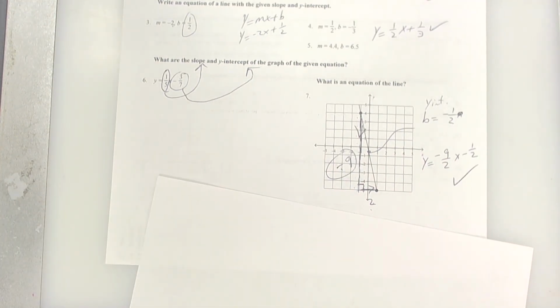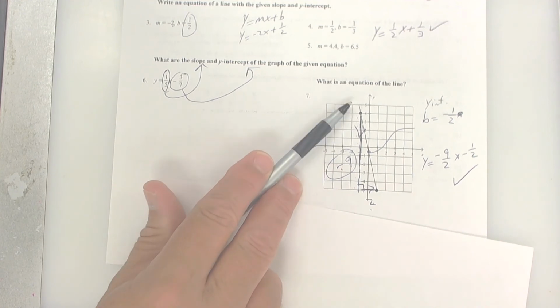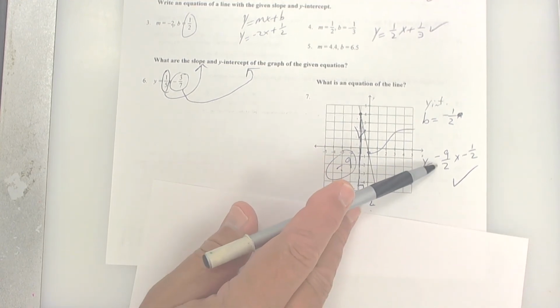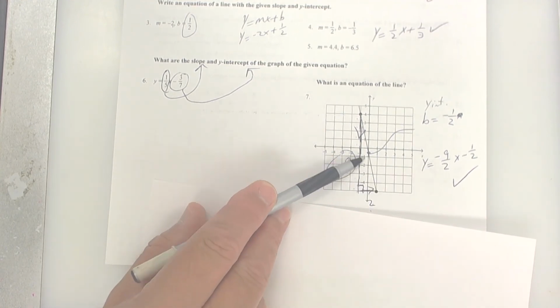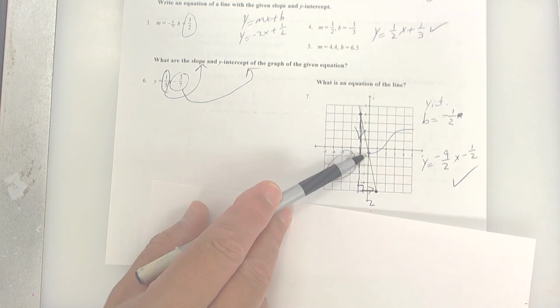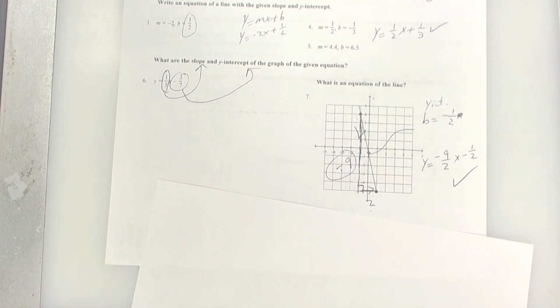Now, can you do it a different way? Sure. You can find the slope of these 2 points, which should be this, and then you got to figure out where it crosses the y-axis. And you look at the graph. It looks like a negative 1/2. All right, let's go on.